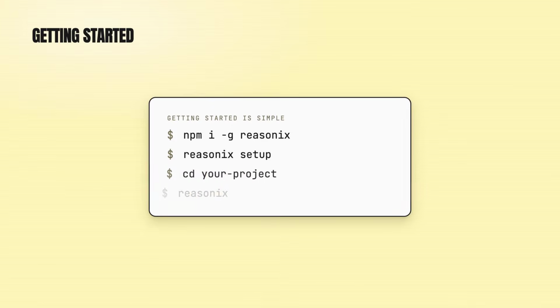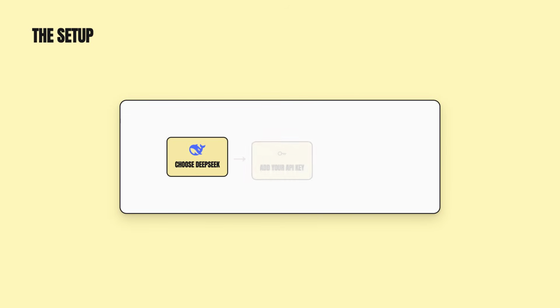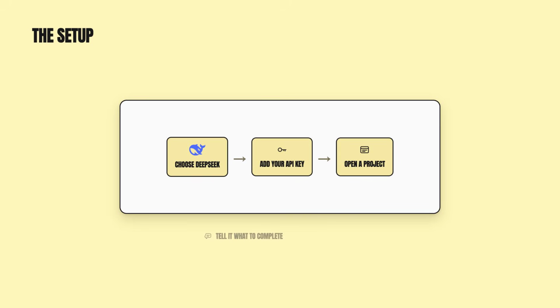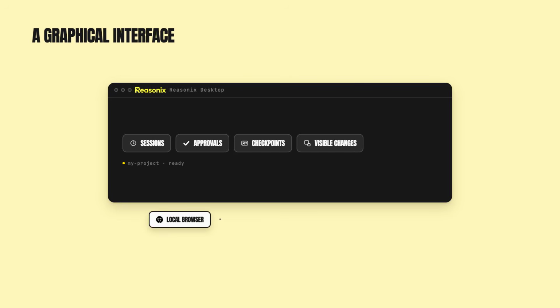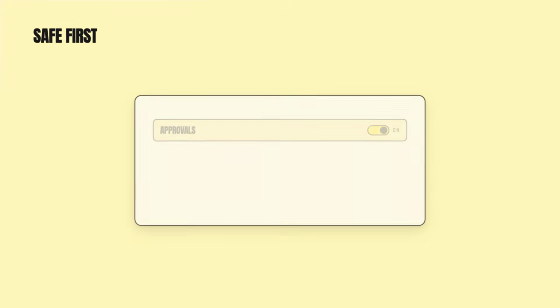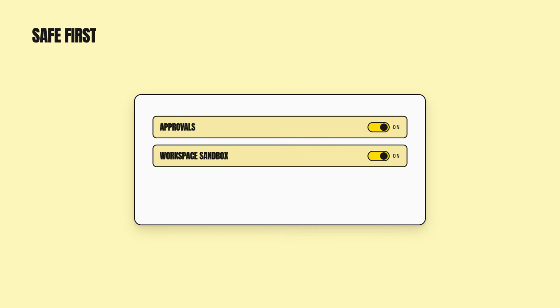Getting started is simple. During setup, choose DeepSeek and add your API key, then open a project and tell Reasonix what you want it to complete. If you prefer a graphical interface, the desktop app gives you sessions, approvals, checkpoints, and visible file changes. You can also use the browser interface or connect Reasonix to VS Code. When you first try it, keep approvals and the workspace sandbox enabled. Review the changes and require confirmation before dangerous commands.